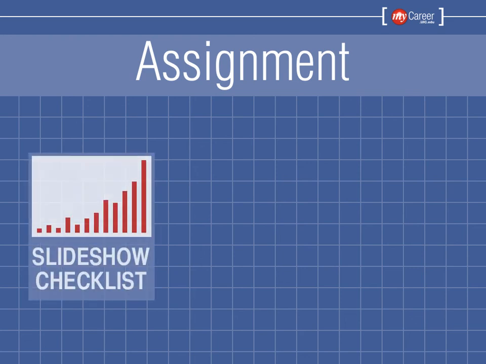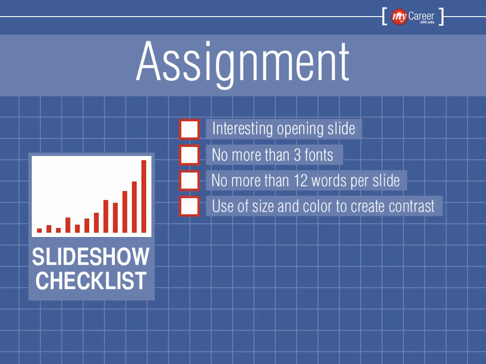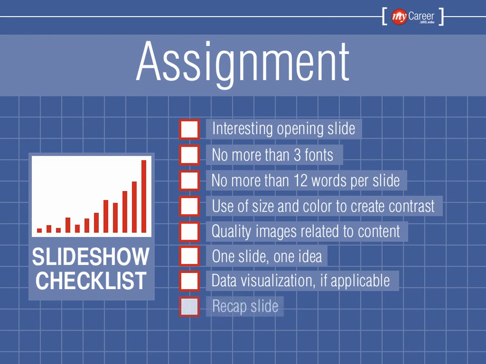Here is a checklist to guide your slideshow design. Include an interesting opening slide. Do not use more than 3 fonts. Do not use more than 12 words per slide. Use size and color to create contrast. Include quality images that relate to your content. Follow the one slide, one idea rule. If you have data, present it visually so it is easy to understand. Include a recap slide at the end. And unify your presentation through the use of a visual theme.